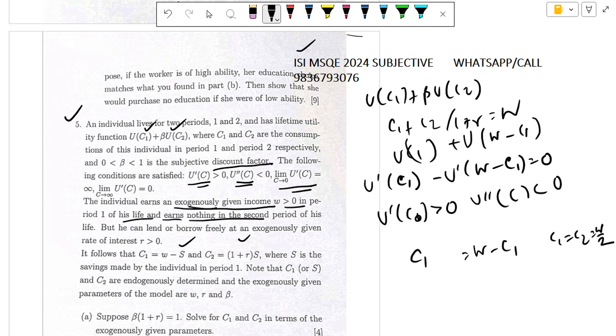So therefore, when beta into (1 plus r) equals 1, the individual will choose to consume equal amounts in these two periods. So c1 equals c2 equals w by 2. Okay, so this is the first part done.